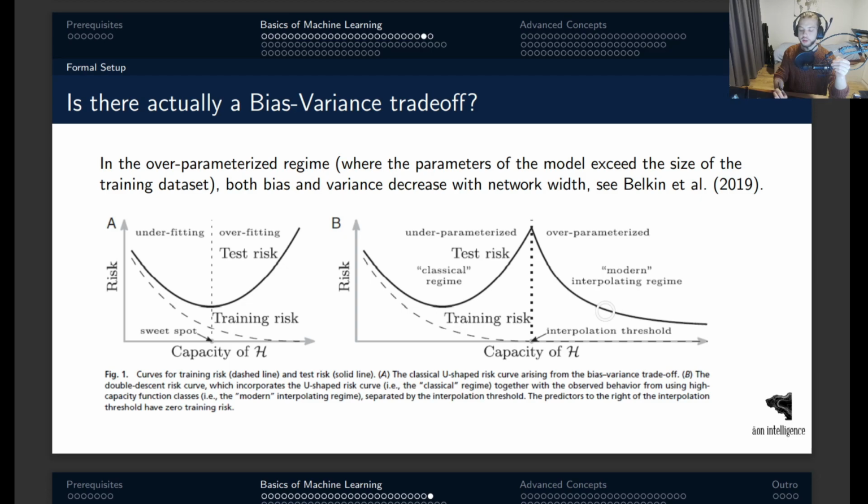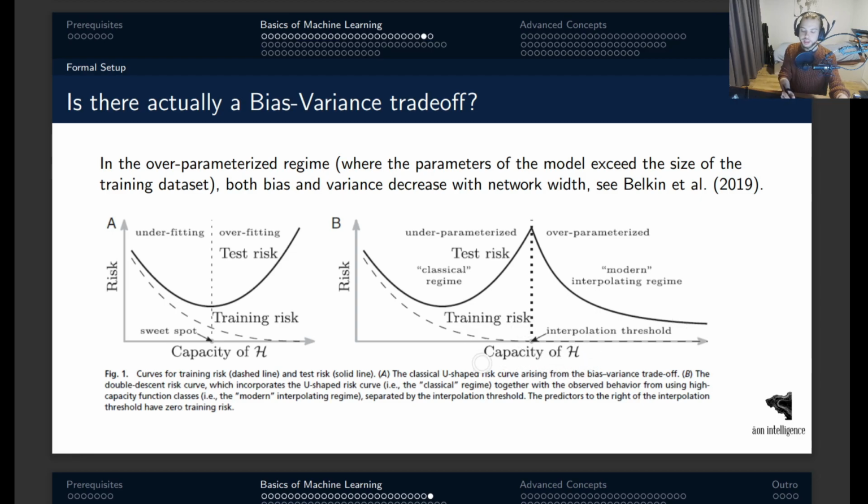Now, what Belkin and colleagues propose or found empirically was that this classical depiction is true up to what they call the interpolation threshold. And that is where the model starts being over-parameterized. It has more parameters than available data points. So it seems that if you increase the capacity of H up to the interpolation threshold, your test risk will increase. Your model will exhibit overfitting behavior. But after this interpolation threshold, as your model becomes more over-parameterized, the test risk will actually decrease.